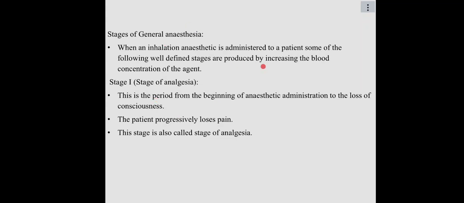What are the stages of general anesthesia? You will study a lot of this in pharmacology. I'll just mention in passing, when an inhalation anesthetic is administered to a patient, some well-defined stages are produced by increasing the concentration of the agent. Number one, the stage of analgesia. This is where the drug acts as an analgesic. It is the period from the beginning of anesthetic administration to the loss of consciousness. The patient progressively loses pain. So that is the first stage whereby you bring about the analgesia.